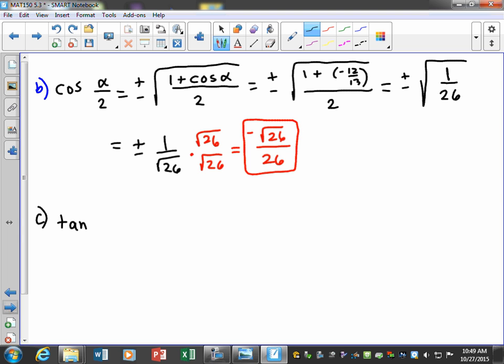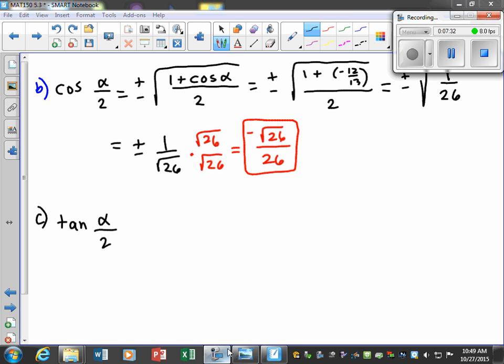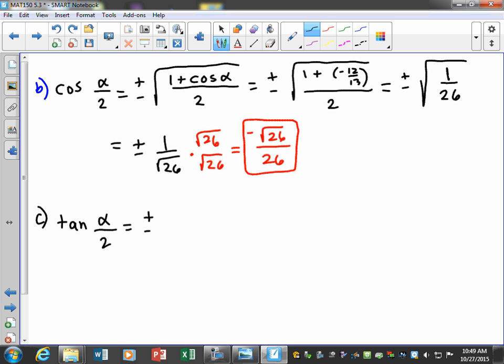And then let's do one more, which is part C, our tangent of alpha divided by 2. Let's see how we are on time. Plus or minus. We're going to use that first formula, so it's 1 minus cosine alpha.